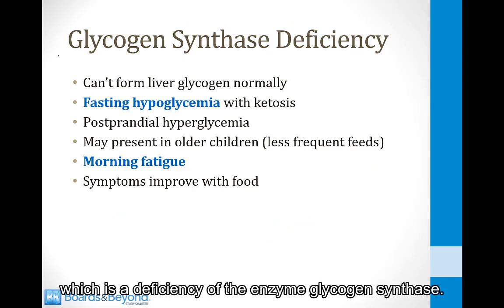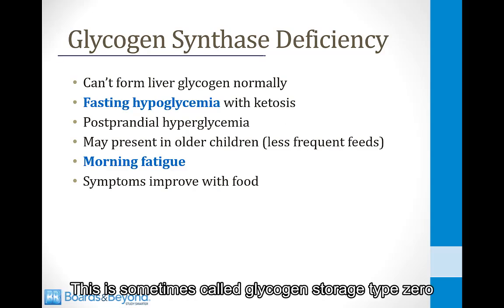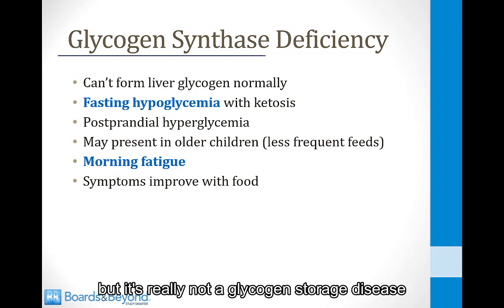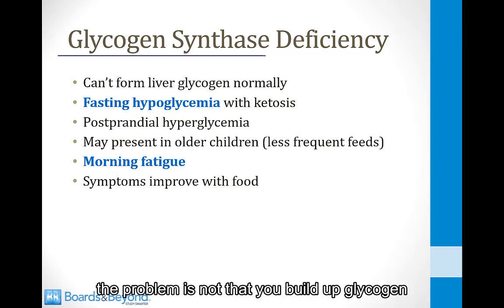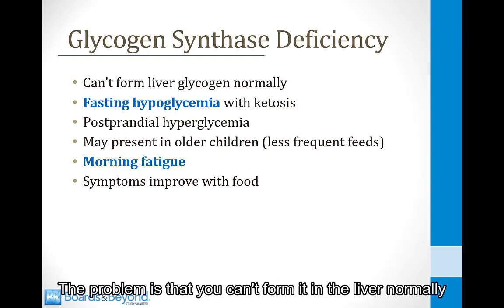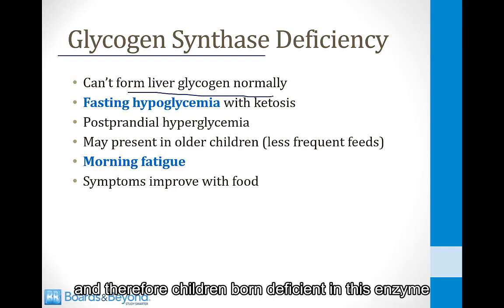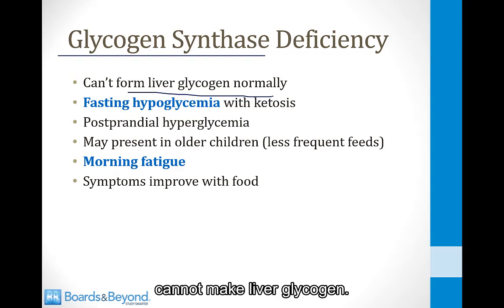I'll finish this video by talking briefly about a very rare inborn error of metabolism, which is a deficiency of the enzyme glycogen synthase. This is sometimes called glycogen storage disease type 0, but it's really not a glycogen storage disease. Because when you are deficient in glycogen synthase, the problem is not that you build up glycogen and cannot break it down. The problem is that you can't form it in the liver normally, and therefore children born deficient in this enzyme cannot make liver glycogen.